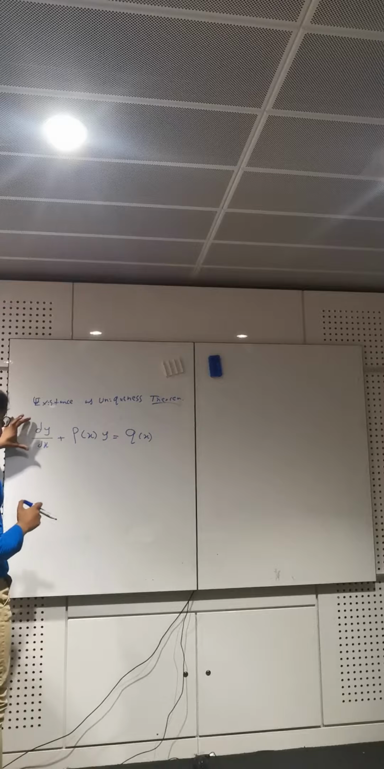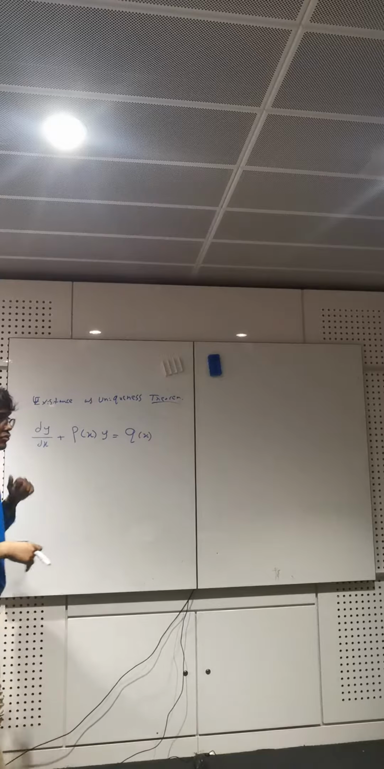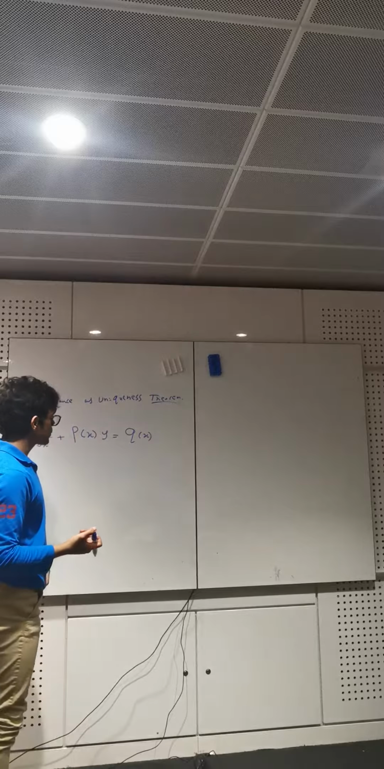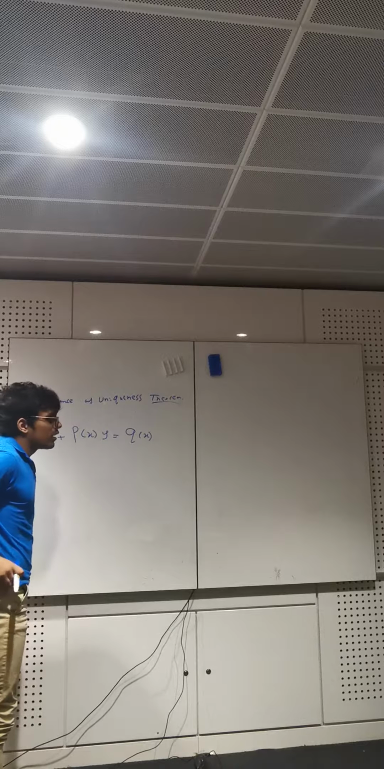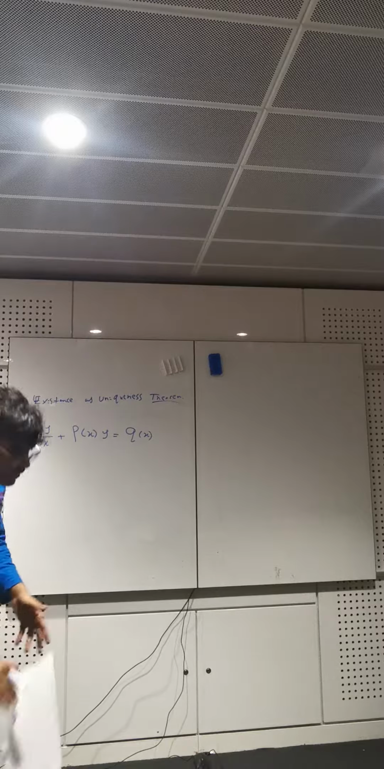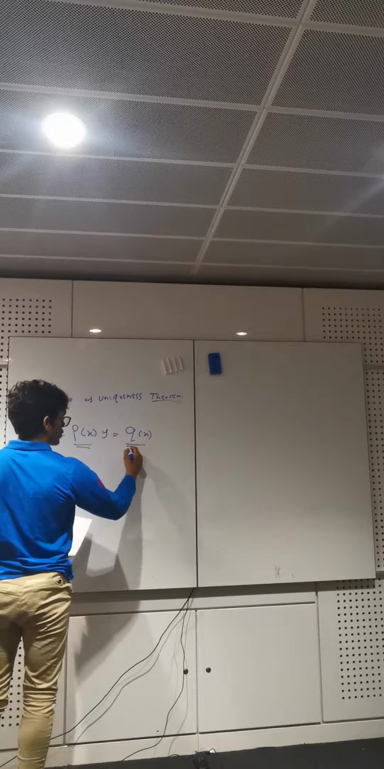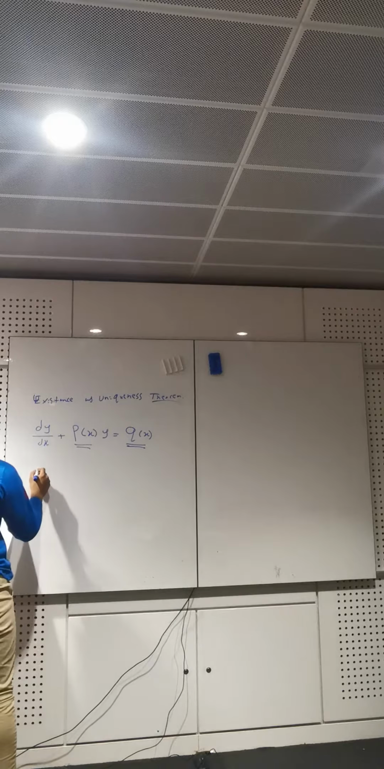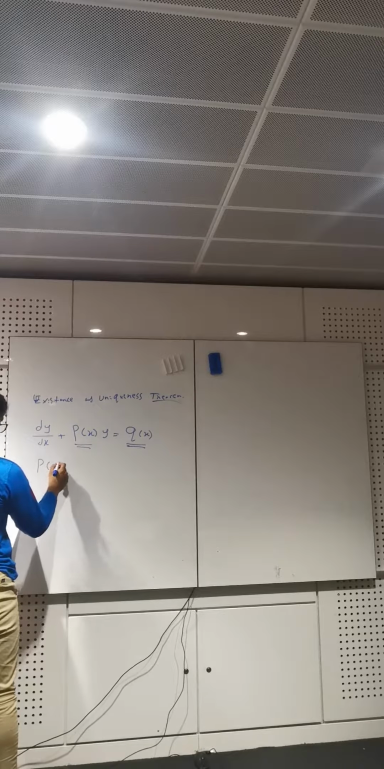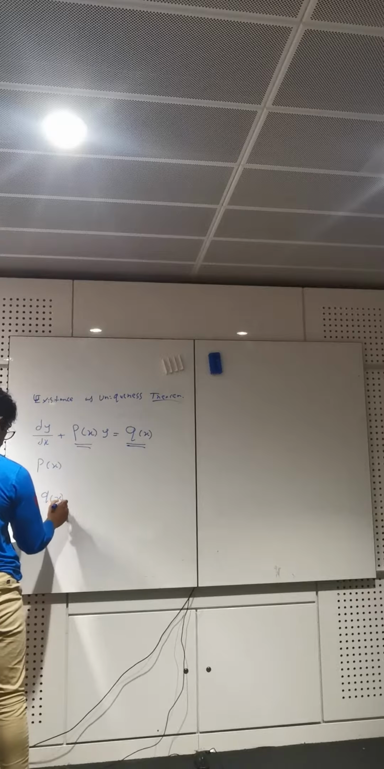And we call it linear because y is not squared, it's not cubed. Same thing for the other y. So it's a linear differential equation. So the theorem says if we have the coefficient of y, we call the function b of x, and we have another function q of x.